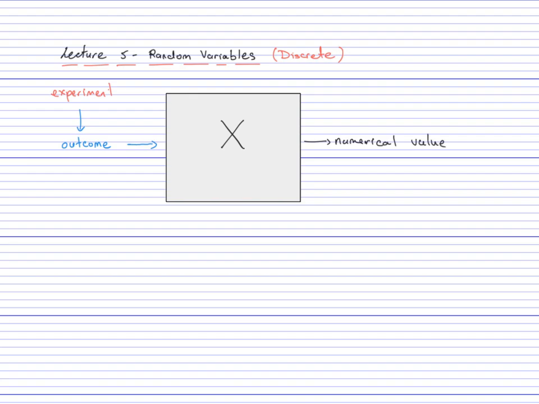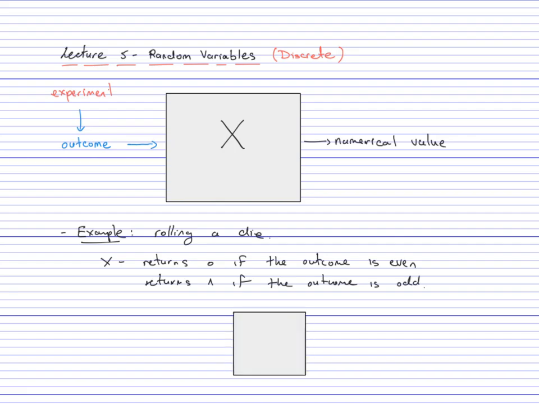Okay, so if you don't understand till now what a random variable is, let's try to do an example. Suppose that we are rolling a die, and let's define X. It returns 0 if the outcome is even, and returns 1 if the outcome is odd. So let's see how it works. Again, let's draw our machine. Here is X. And let's say that we are doing an experiment, rolling a die.